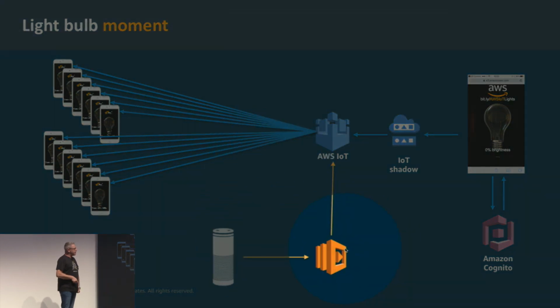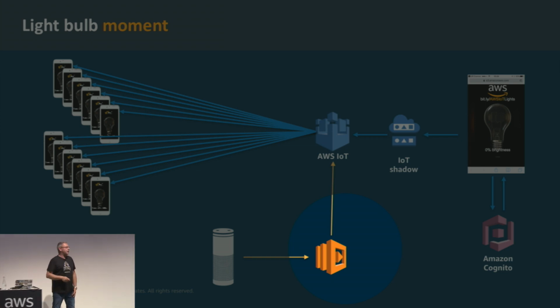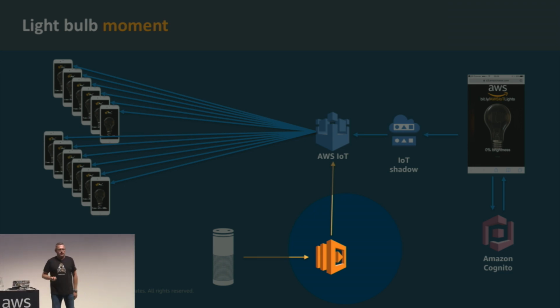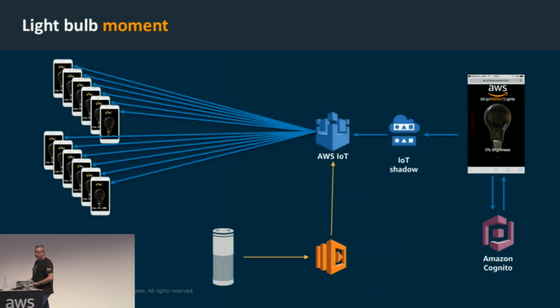If you've been to some of the serverless talks we did during this week, you're probably familiar with Lambda. If not, this is a way to run code in the cloud without servers. So I can write very, very simple code that all it does is wait for instructions from Alexa and change my shadow into the number in this specific command. So this is how it looks schematically.